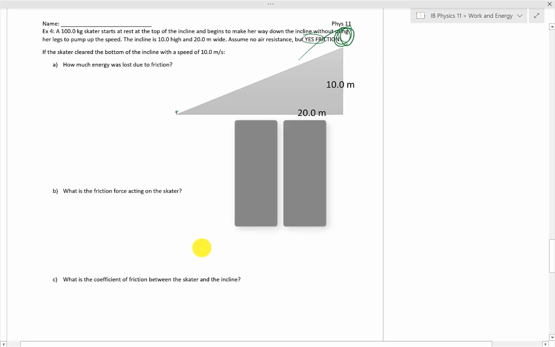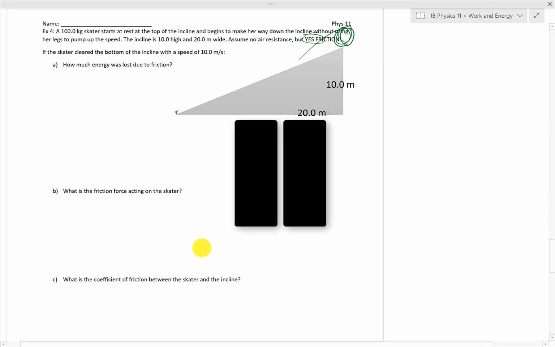Probably rolling friction. Okay, so this is a good time to pause the video and for you to try out this problem.